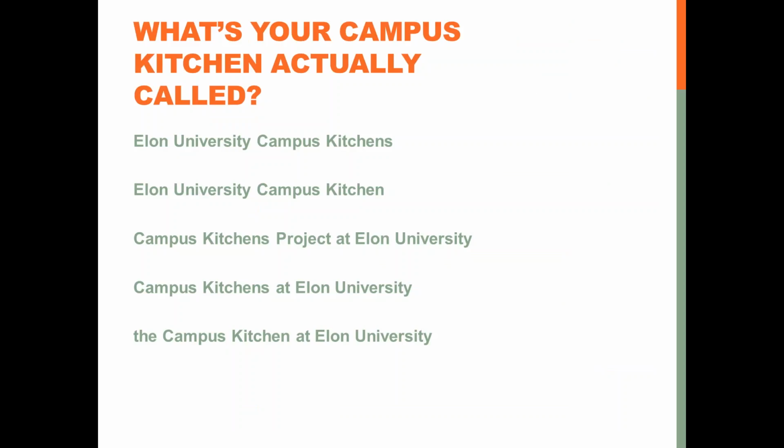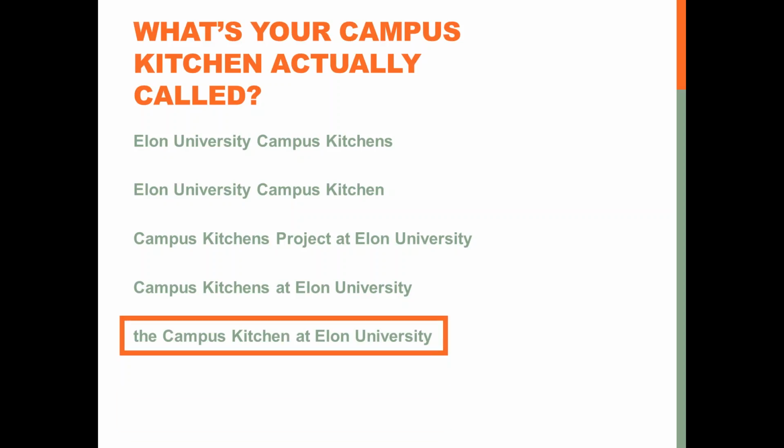So then the next slide, on to a little bit of branding, just some review. What's your campus kitchen actually called? This is really important when posting to social media, because you just want to make sure that you're calling yourself the right name. And so if you hit the next arrow, you'll see that the last one, the campus kitchen at Elon University with a lowercase t, is the correct name. So you still are called the campus kitchen, but it's just a lowercase t.